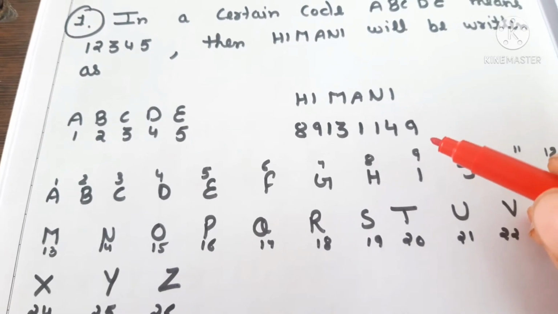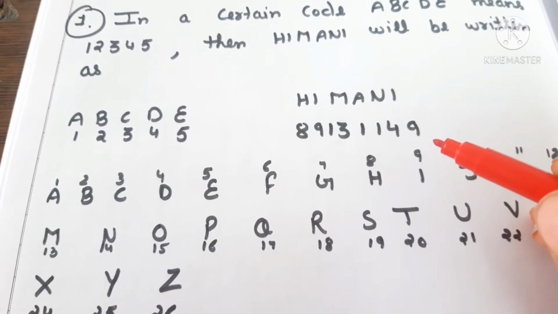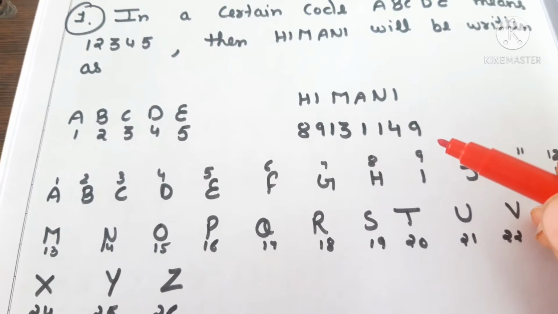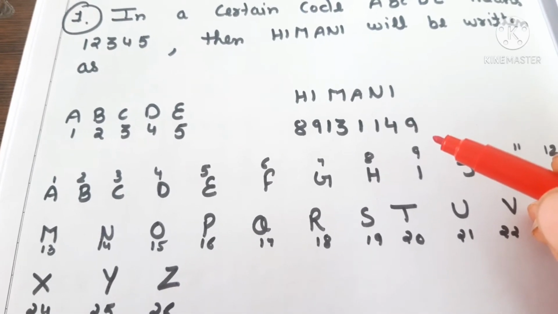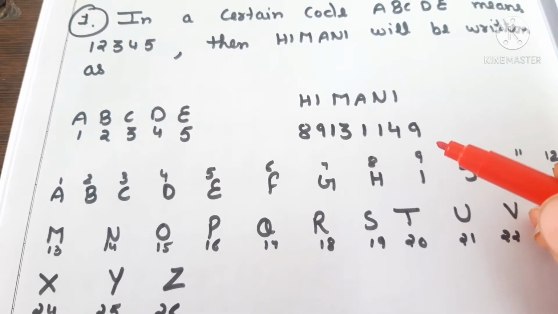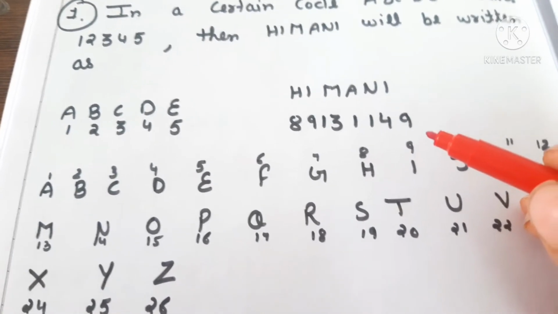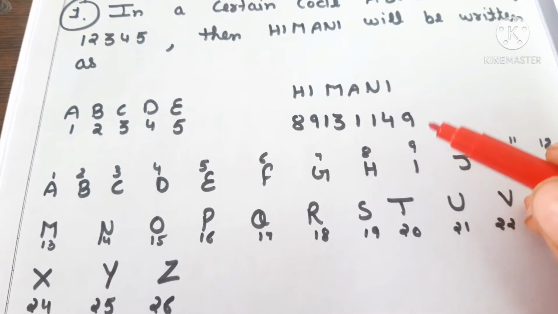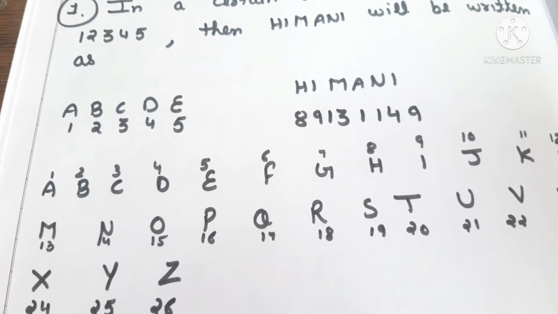So in the same way, we can code any alphabet as the number of its position in the alphabet series. So I think it is very easy. If you want to send some private message to your friend, you can code your words like that. Okay, now move to the next question.